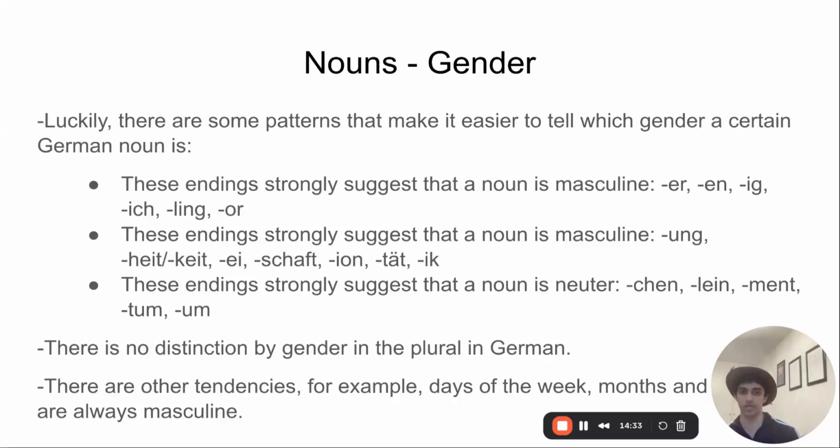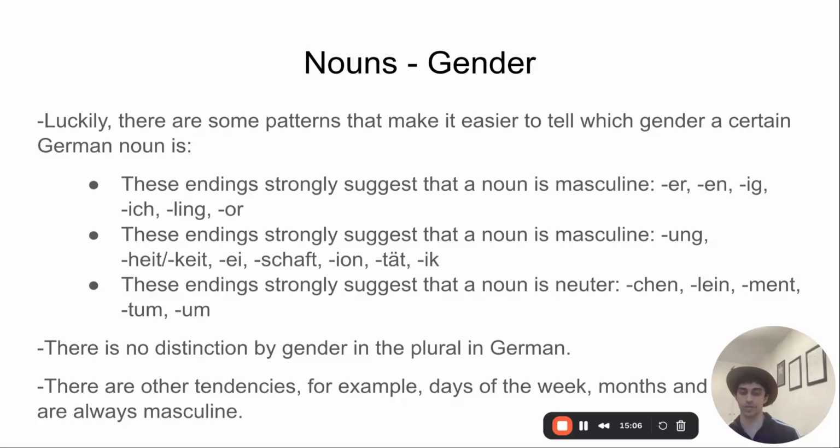Not masculine, but feminine. And these other endings strongly suggest that a noun is neuter: CHEN, like we saw before, LEIN, MENT, TUM, and UM. So this is a real shortcut to make the learning process much easier. If you look for shortcuts or generalized patterns like these, that is one trick to really help with learning a foreign language, including German for GCSE.